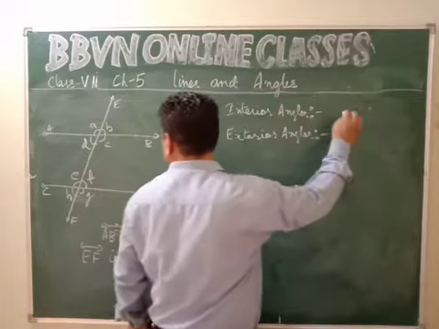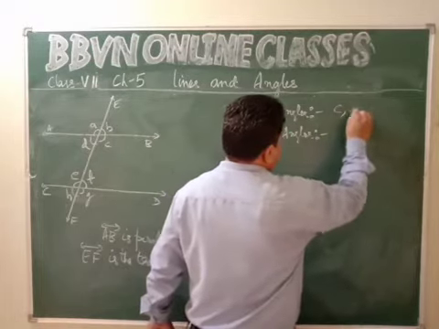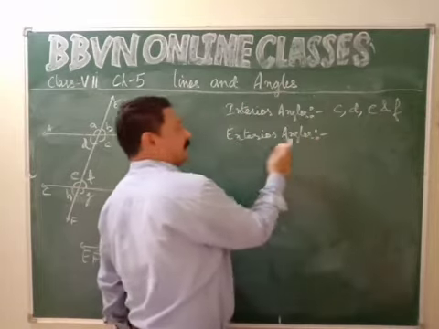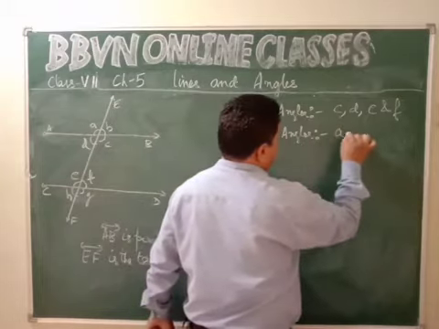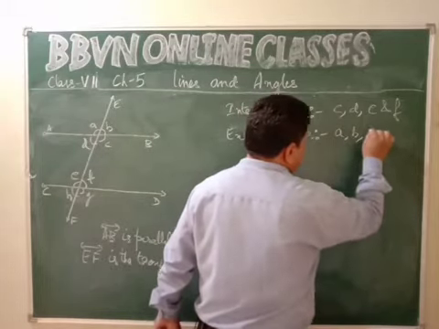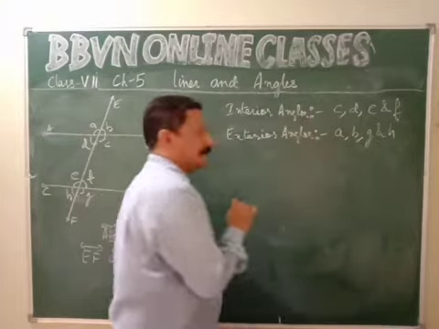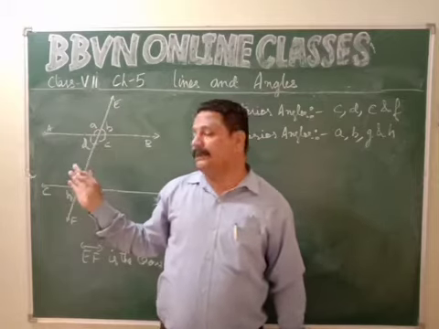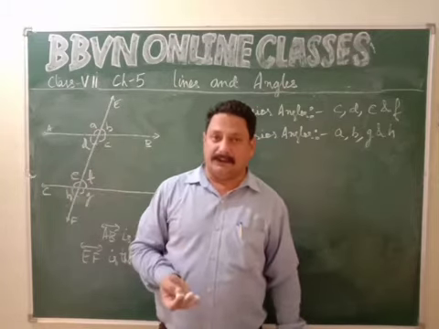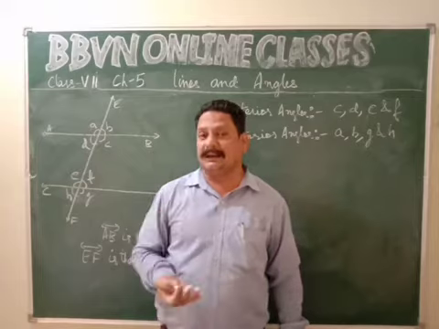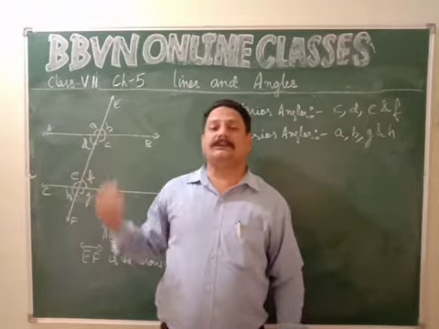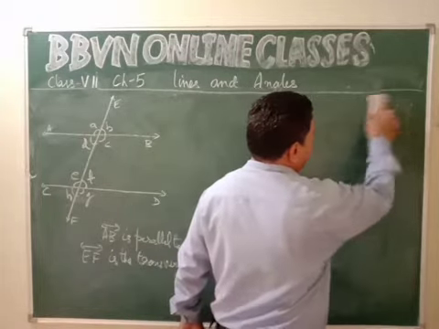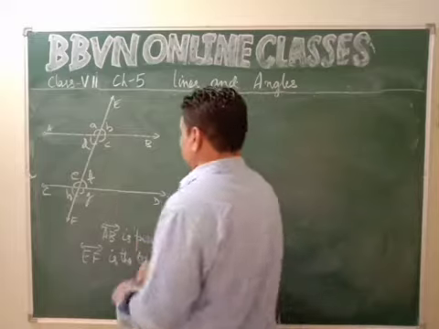So interior angles are angle C, angle D, angle E and F. Exterior angles are angle A, B, angle G and angle H. These are the exterior angles because they lie outside the system. Okay. Now you got the idea what interior angles are, you got the idea what exterior angles are. Now we explore certain properties when a transversal intersects any two parallel lines.